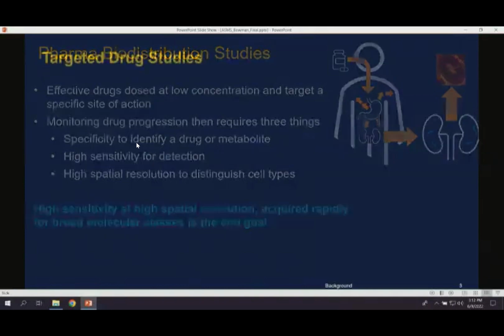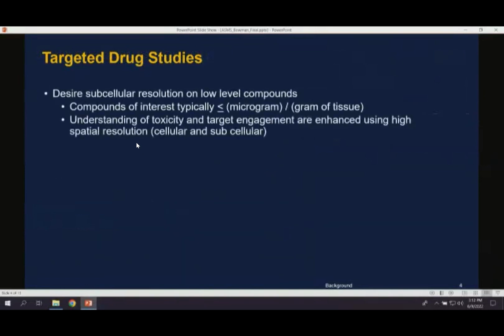And then to narrow it down even further, the set of experiments I did was really for targeted drug studies. Whenever our pharmacologists come to us and want us to look at new drug compounds for toxicity or distribution, what they want is subcellular resolution on low-level compounds. Most of the compounds of interest, if they're going to go to market, are sub-microgram per gram of tissue. And the understanding of toxicity and target engagement is enhanced if we can get down to either single cell resolution or ideally subcellular resolution.